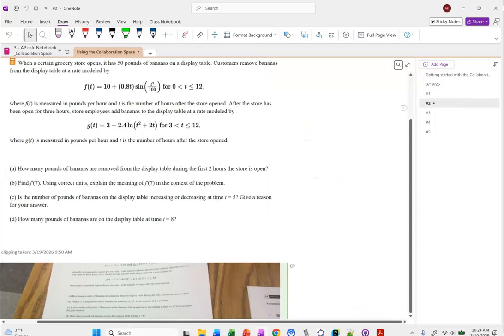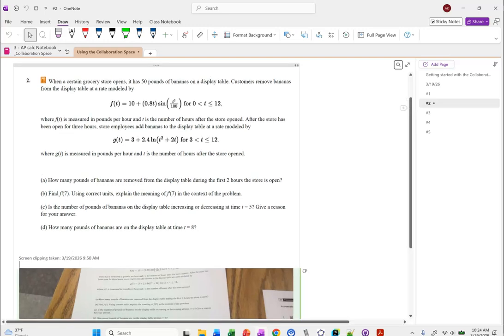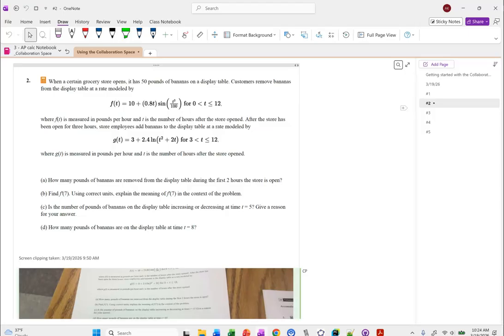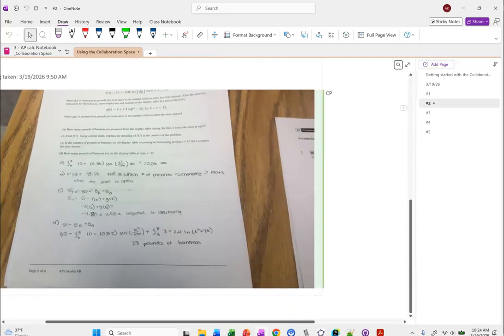On to number 2. Number 2 says, when a certain grocery store opens, it has 50 pounds of bananas on display. Customers remove bananas from the display at a rate modeled by f of t, measured in pounds per hour. After the store has been open for 3 hours, store employees add bananas to the display at a rate modeled by g of t, where g of t is in pounds per hour. How many pounds of bananas are removed from the store during the first 2 hours?